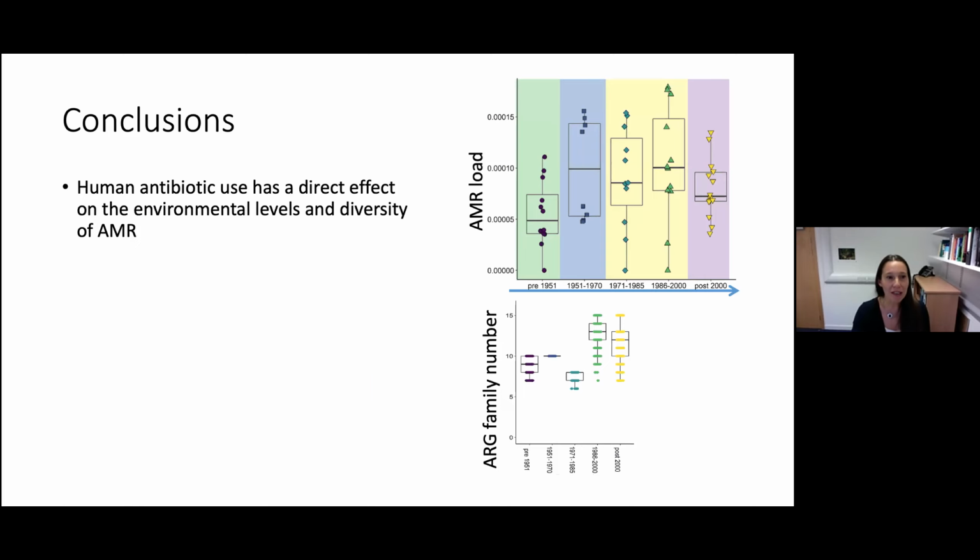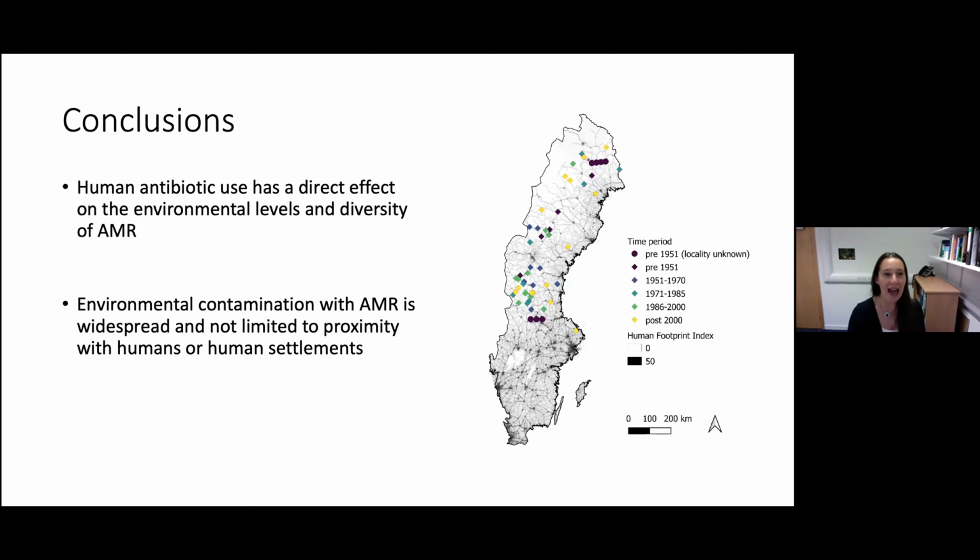So to conclude, human antibiotic use has a direct effect on the environment, on the levels of antimicrobial resistance and the diversity of resistant genes. And the environmental contamination with antimicrobial resistance factors, if you like, is really widespread and not limited to the proximity with humans.